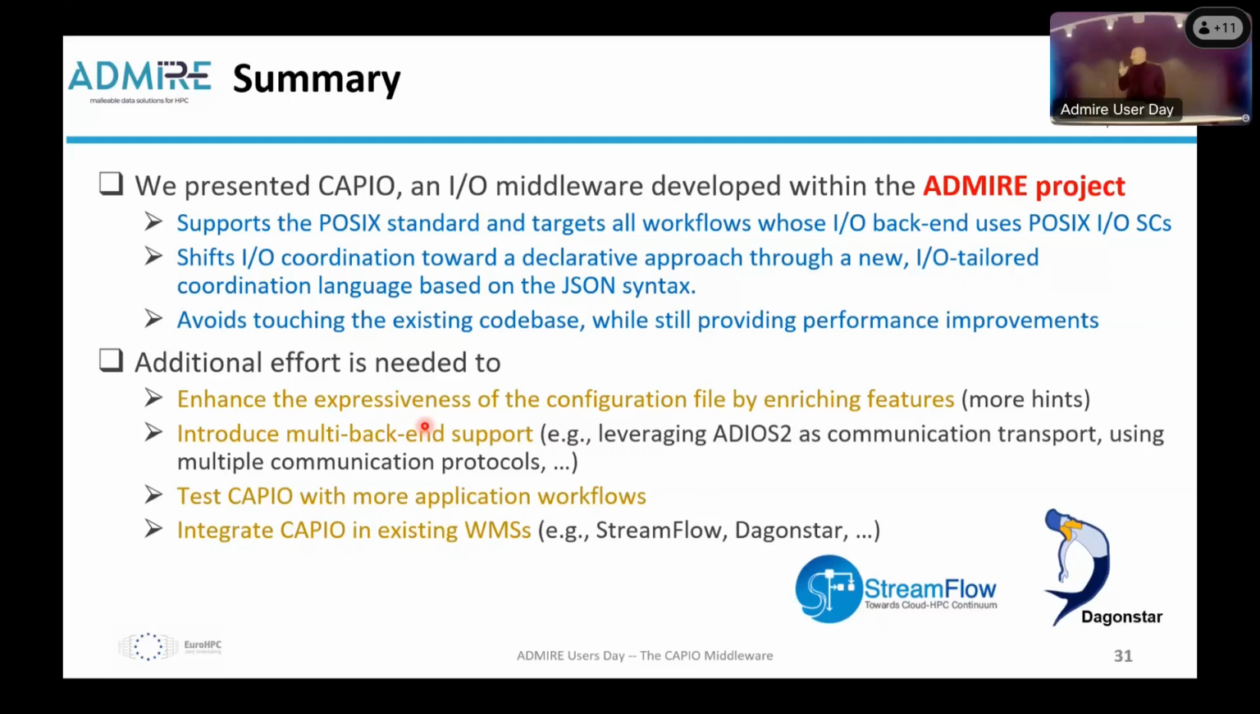And last but not least, this is somehow crucial, to integrate CAPIO with existing workflow management systems, to spare the user from writing two different files, one for the workflow management system and one for CAPIO. If we enrich the workflow language, for example CWL, we can generate the CAPIO file automatically. This would be an improvement because the user, in that case, will concentrate only on one single file, one single coordination model.